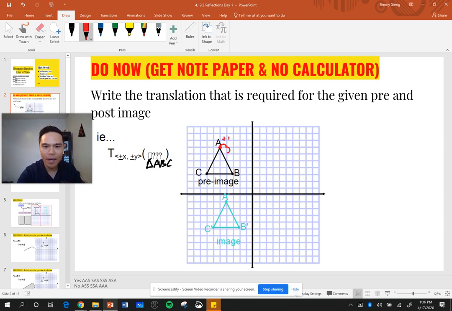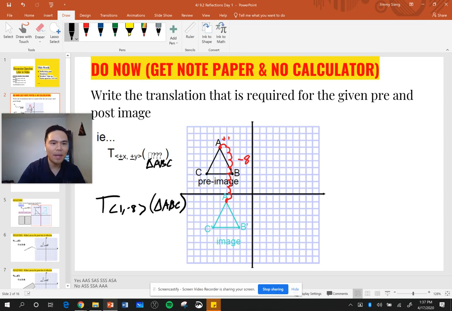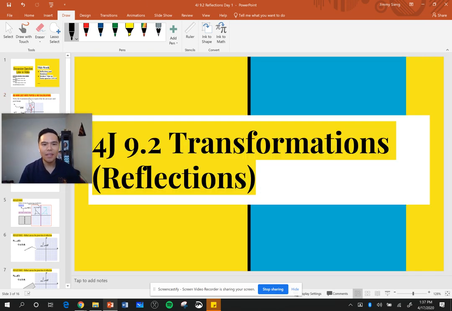And then it's moving down 1, 2, 3, 4, 5, 6, 7, 8. If we're going down, remember it's negative. So my translation, my T, is going to be (1, -8). The first number is it moves to the right 1, and then it goes down 8. And I'm doing this to triangle ABC. Should be easy, right?